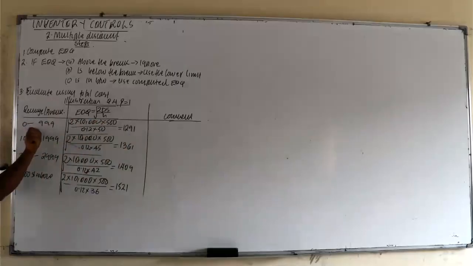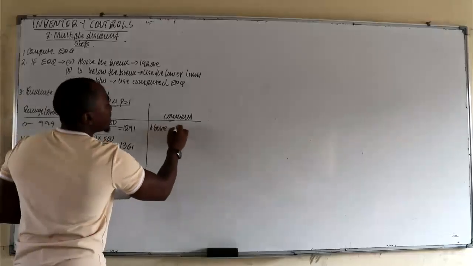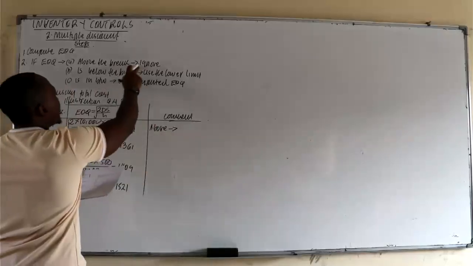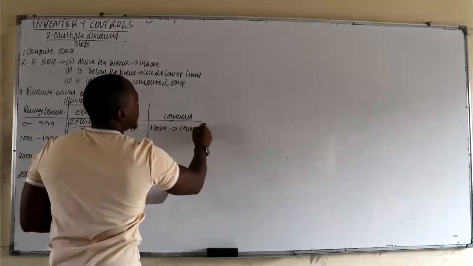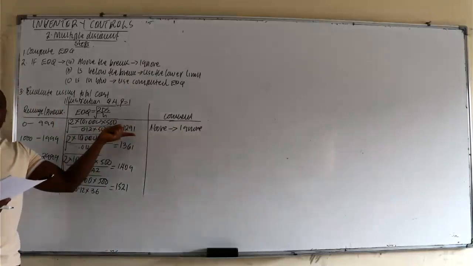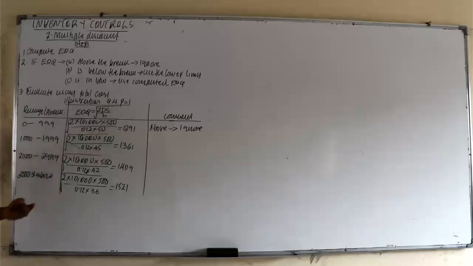Does it lie below, in between, or above the break? It's above the break. If it's above the break, that one does not make any sense. So therefore, you ignore. You cannot buy between 0 to 999, because if the economic order quantity you need to purchase is 1291, and they tell you to order below that, that one does not make any sense.